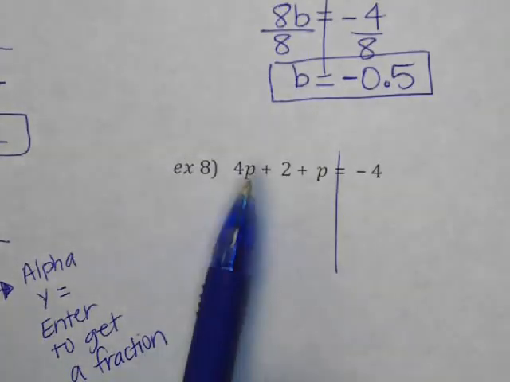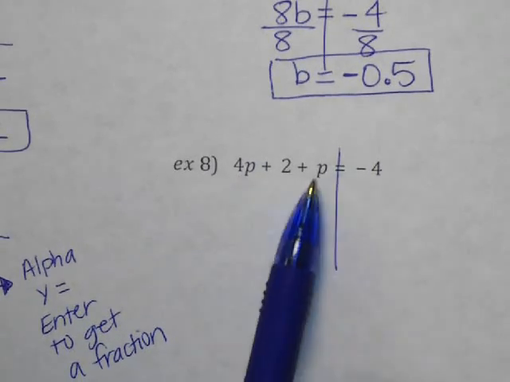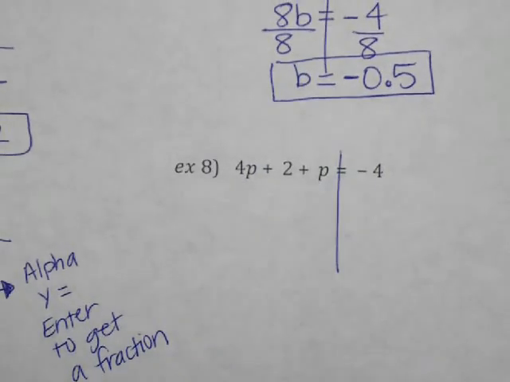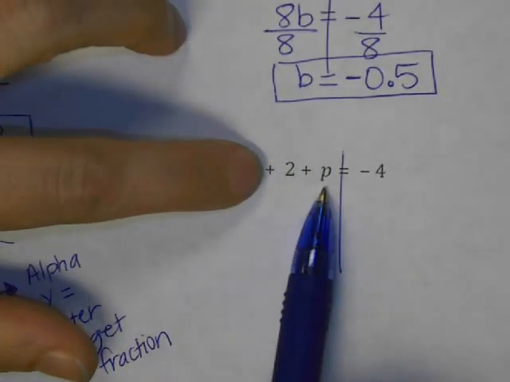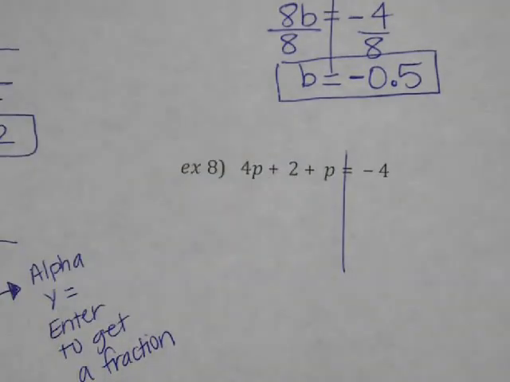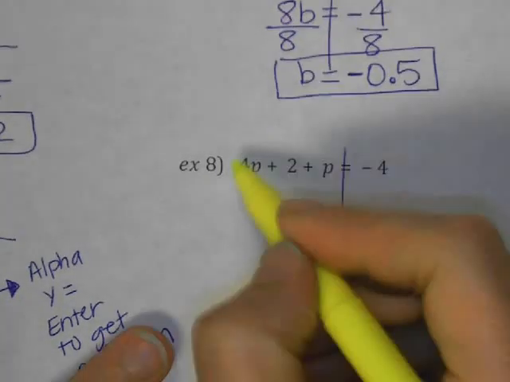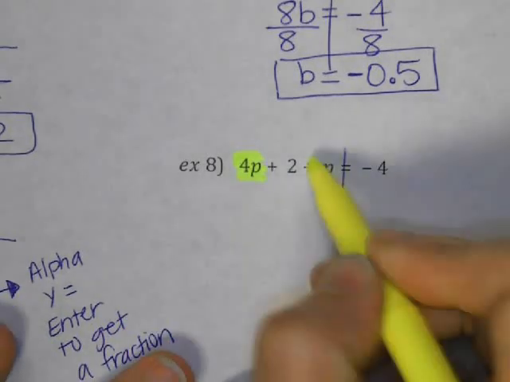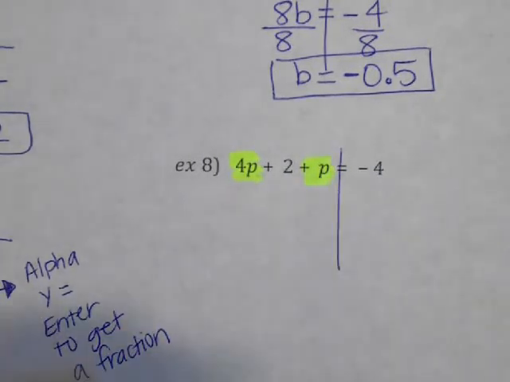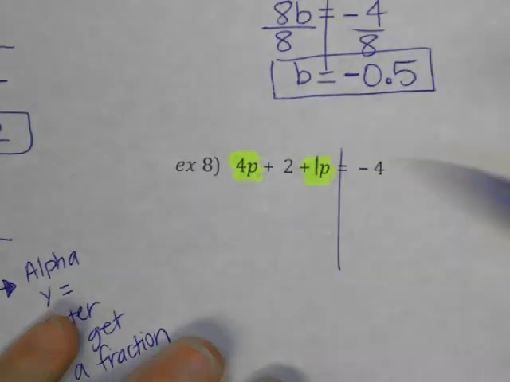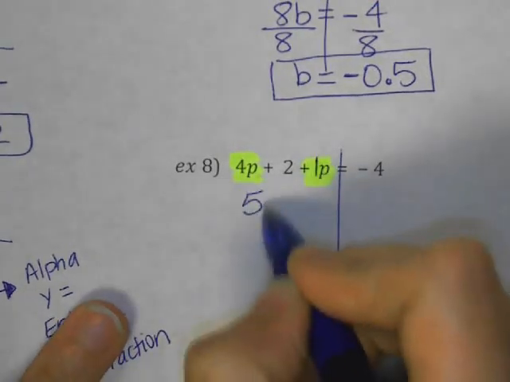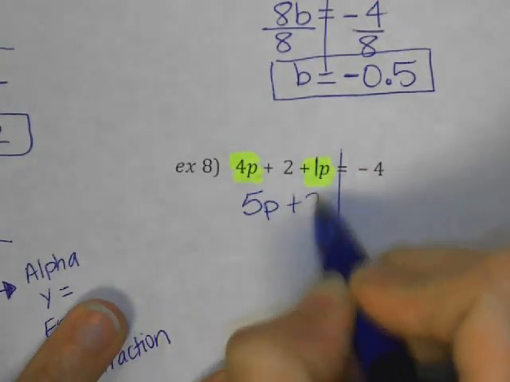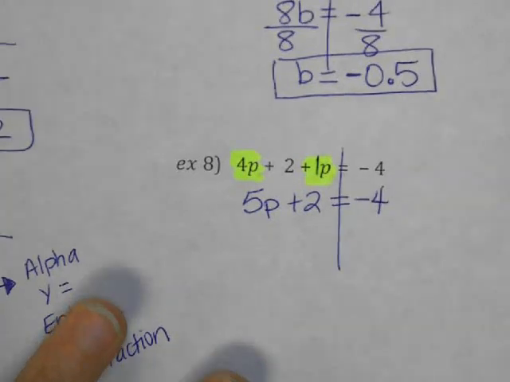All right, so what do we do on example 8? So if we look at example 8, I notice that it's got 4p plus 2 plus p. Can I do anything to that before I start going? Because if I try to cover up the p, I still have a p here. What should I do? All right, I'm going to put my p's together. So I have 4p, and what's hiding before the other p? Yes, a 1. A 1 is hiding before the other p. So this is 5p plus 2 equals -4.